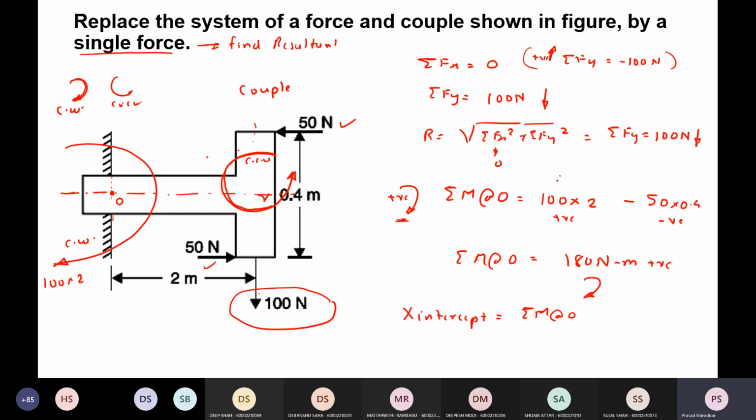So clockwise is positive, counterclockwise is negative. Okay sir, got it. Alright, so now calculate the x-intercept, that is summation m about O divided by summation fy.